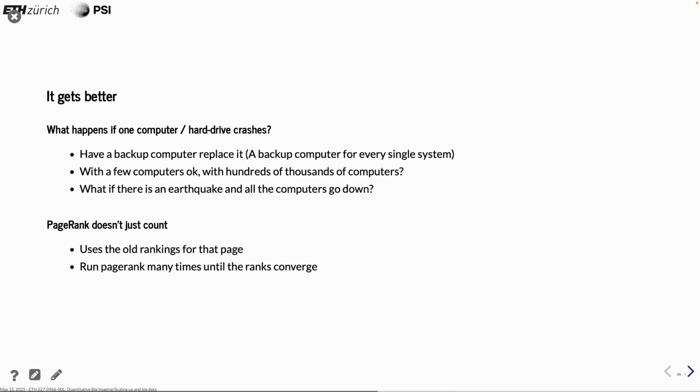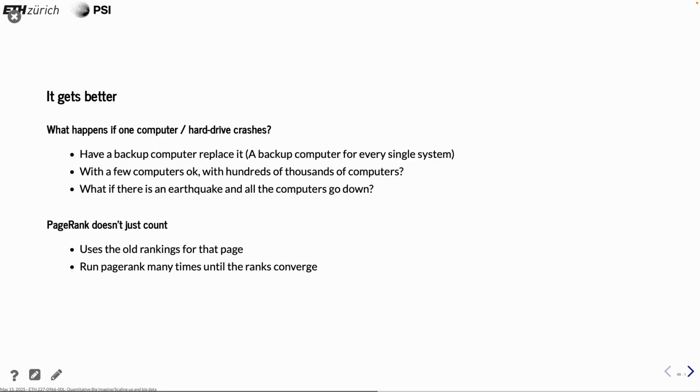So the next problem is if one computer or hard drive crashes, then you would also have a problem. And well, you can always have a backup, but then you would need many backup computers. And the problem is when you come to having thousands of computers, it's not so feasible to actually have a backup computer for each. And then there could be the case that you have an earthquake and the whole computing center is lost. What to do then?